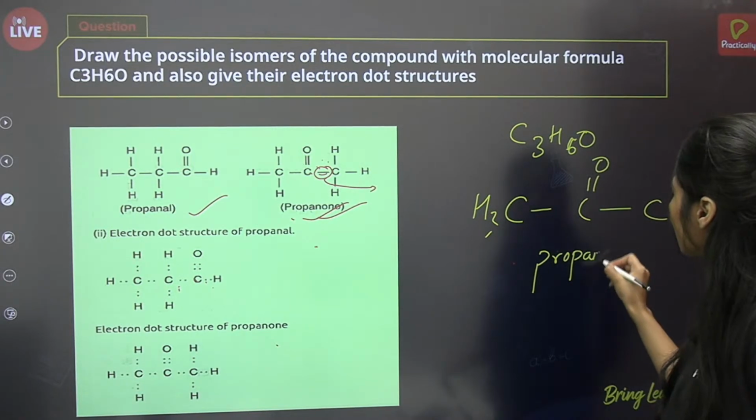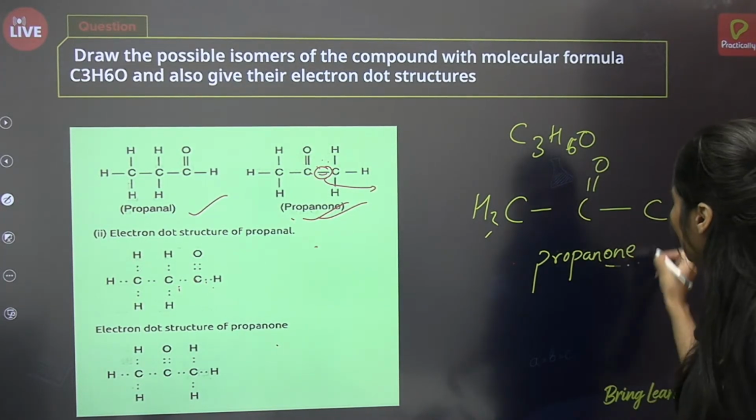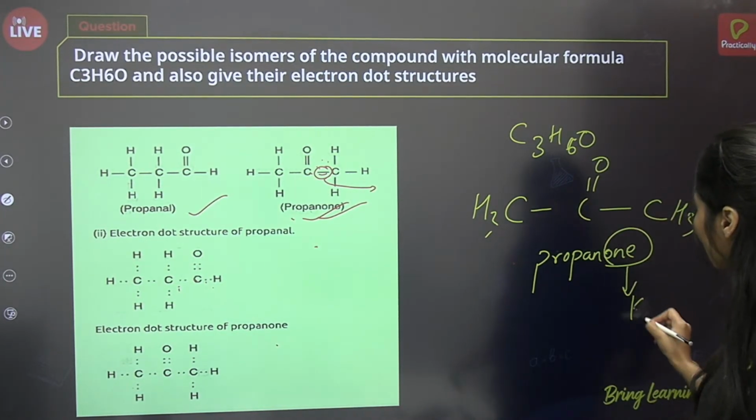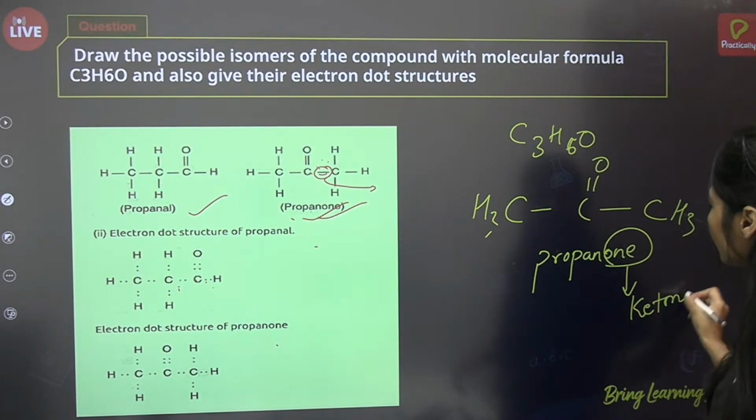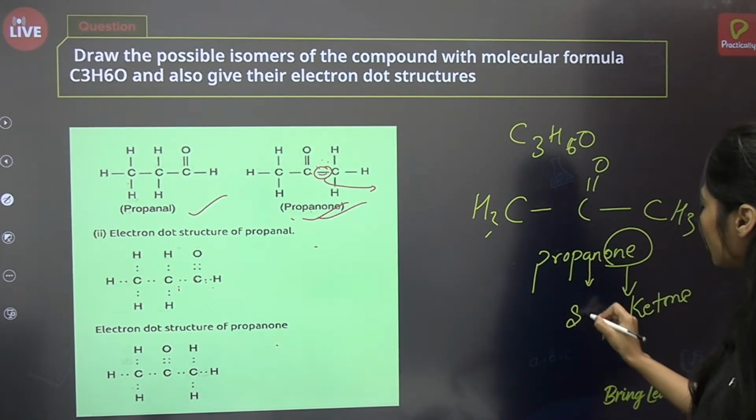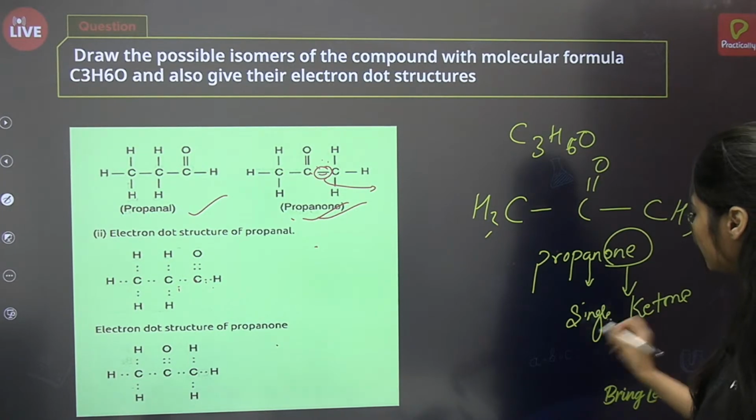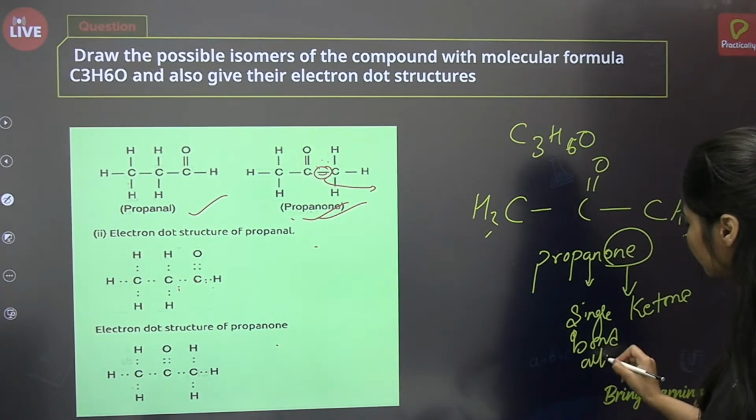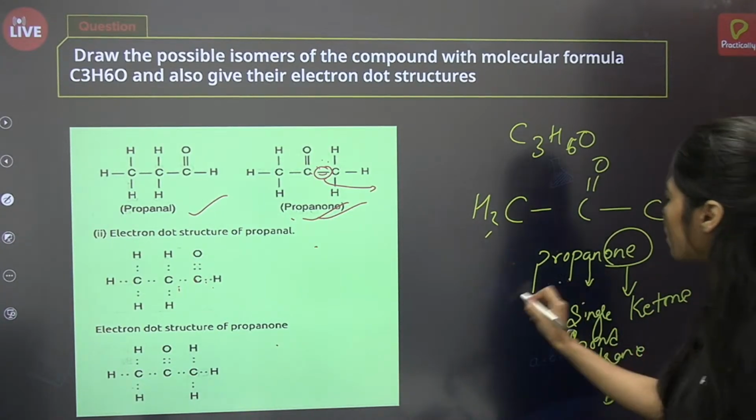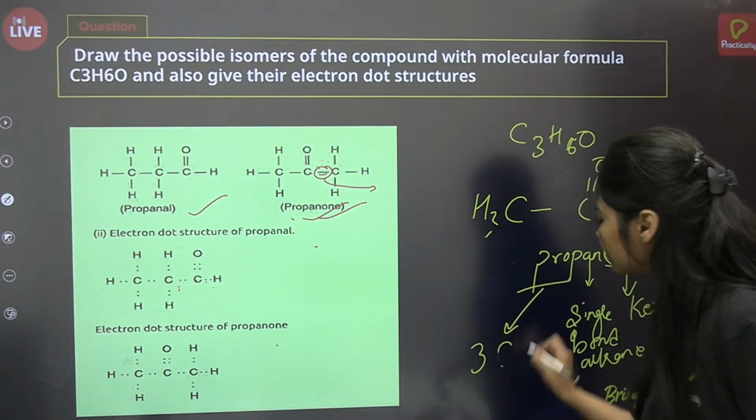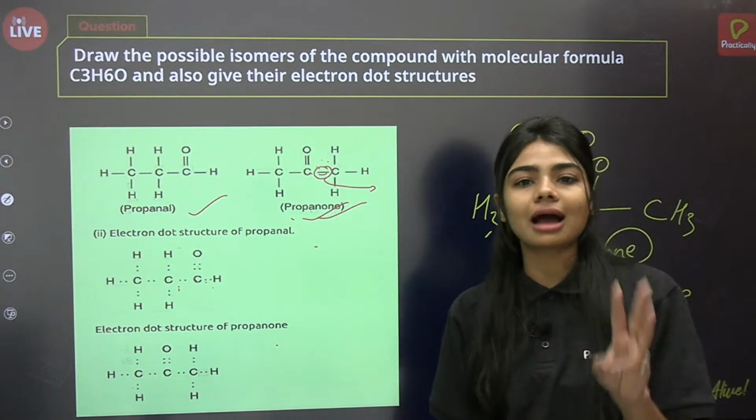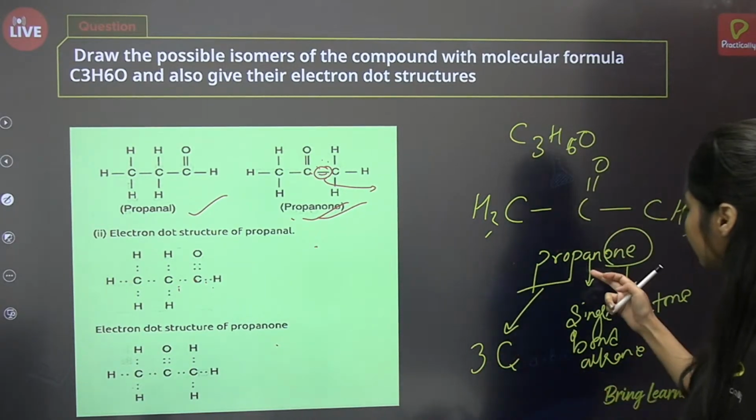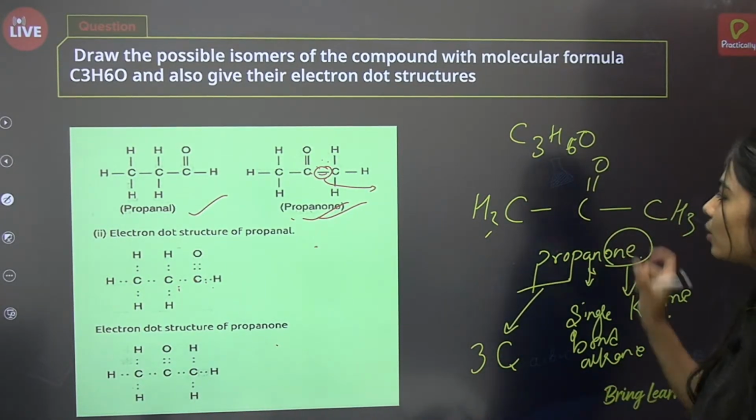So what is this? This is called propanone. Why is it called propanone? One is the suffix of your ketone. Ane for single bond. That means alkane. And prop means what? Prop means 3 carbon. So 3 carbon, single bond, ketone. That's why one is there.